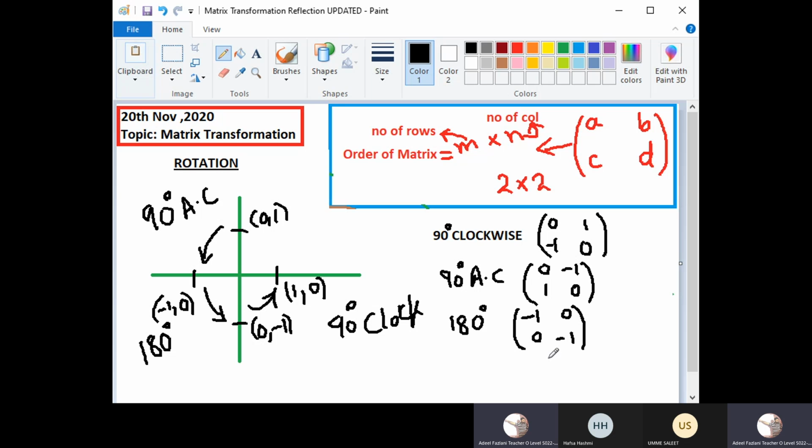Okay. Is there any question that you need to ask about rotation? Yes or no? Yes, Hafsa, any question? No, sir. Okay, Hafsa, can you just completely summarize the process of revealing the matrices of rotation, from the beginning of rotation? Yes, Hafsa.